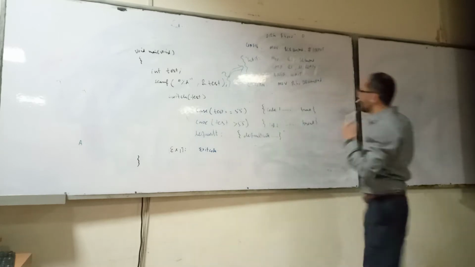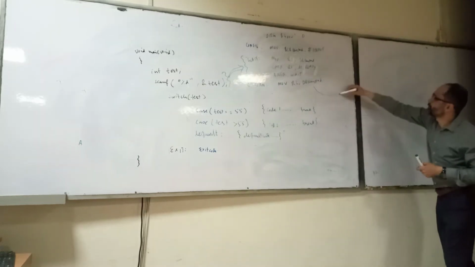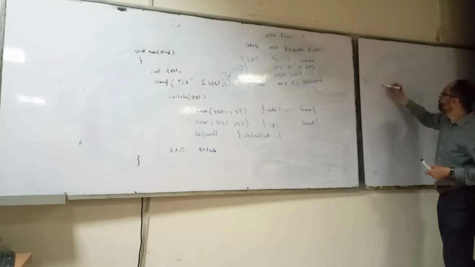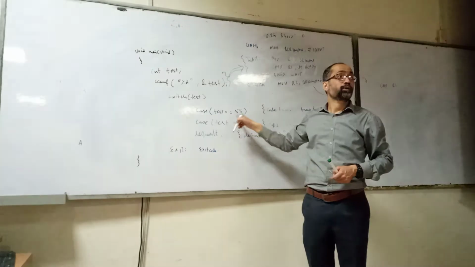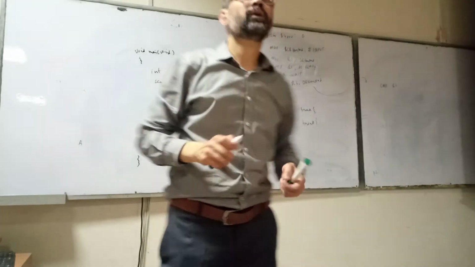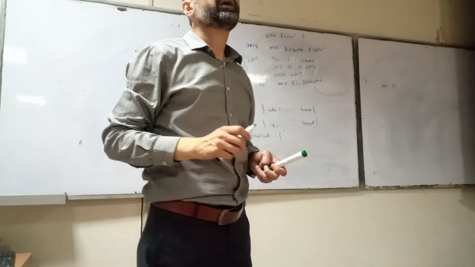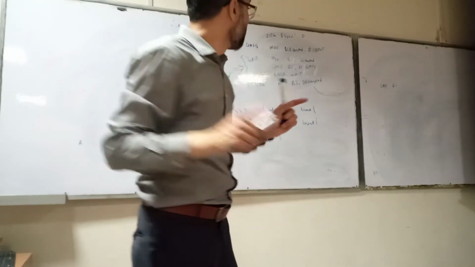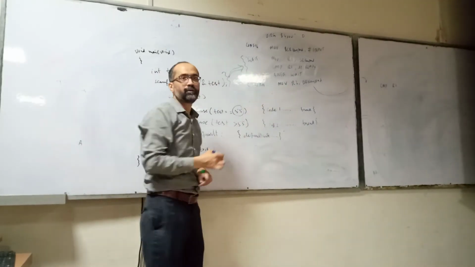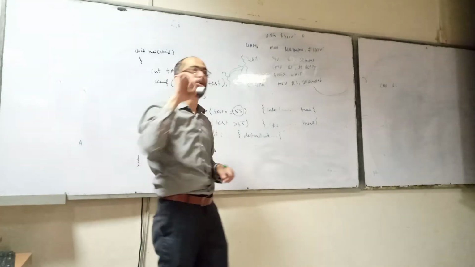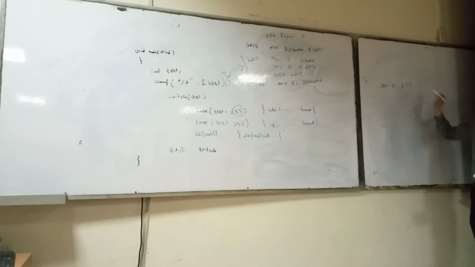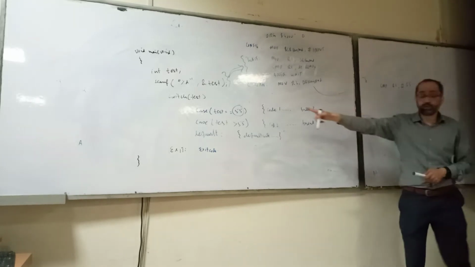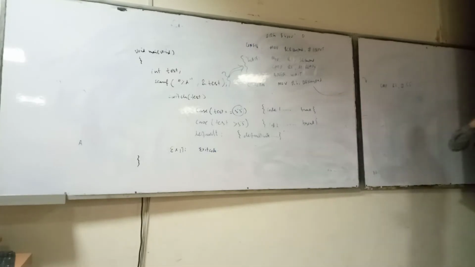I'll write it here. After here, the code will be from here to here. Now we will compare R2 with what? Which addressing mode will we use? Immediate addressing mode, because it's a constant value. Compare R2 with 55. Which condition will we use after compare? BEQ, branch equal.